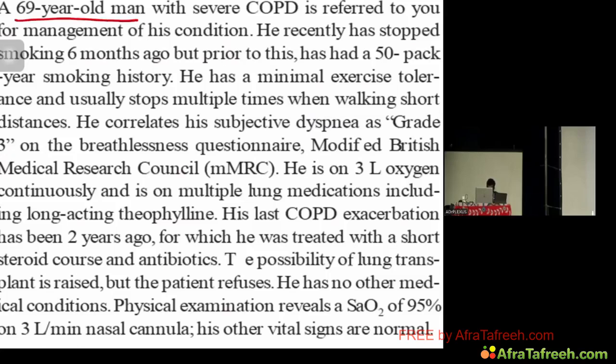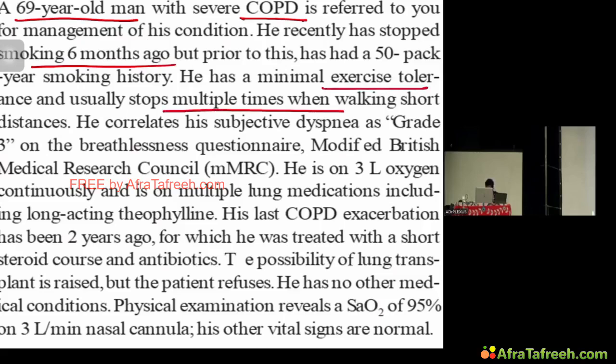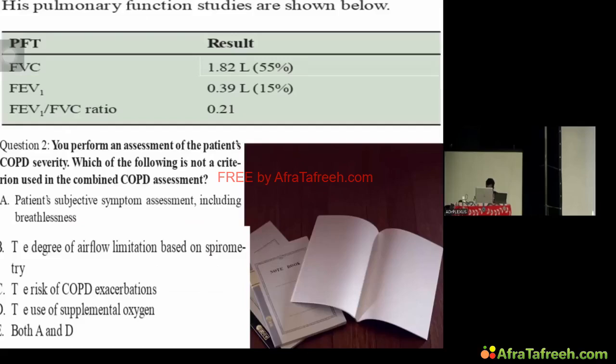A 69-year-old man, COPD, smoker, stops multiple times when walking, grade 3 mMRC, on 3 liters of oxygen, saturation is 95%. So these are the positive things here. His PFT is shown here, which shows FEV1 by FVC ratio of 0.21. You can perform an assessment of the patient's COPD severity.